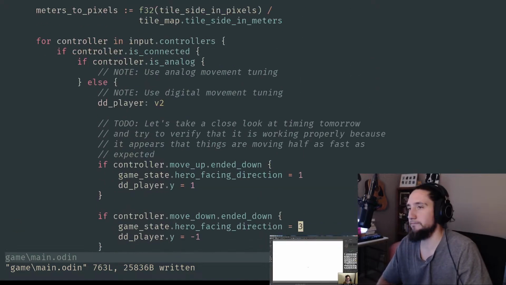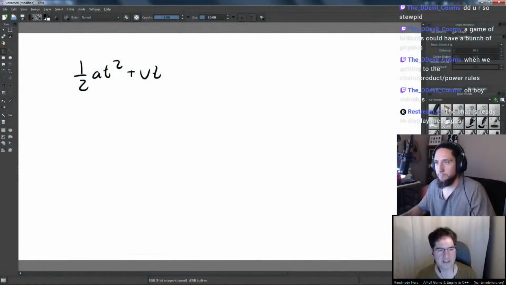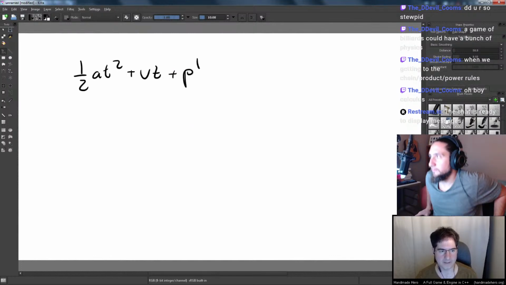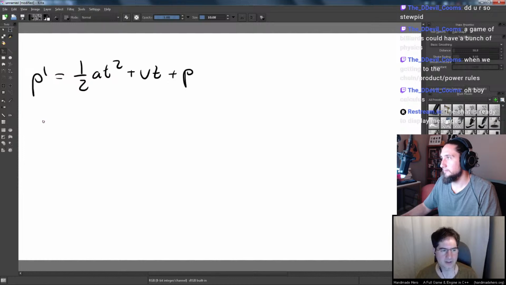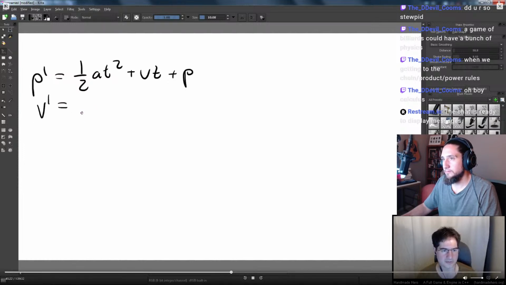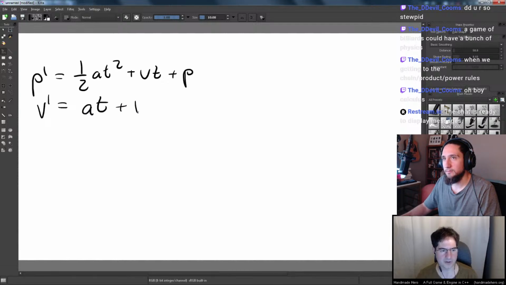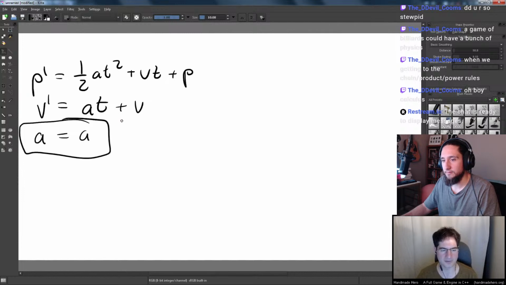So again, let me write them out for you again. We have 1/2 at squared, right, plus vt plus old p, right? That's our new position. And for our new velocity, we said that was just going to be at plus the old velocity. And similarly, the acceleration is just specified. We don't have to do anything about that. We're just specifying it. This is coming from the d-pad, right? The user is saying what that acceleration is.